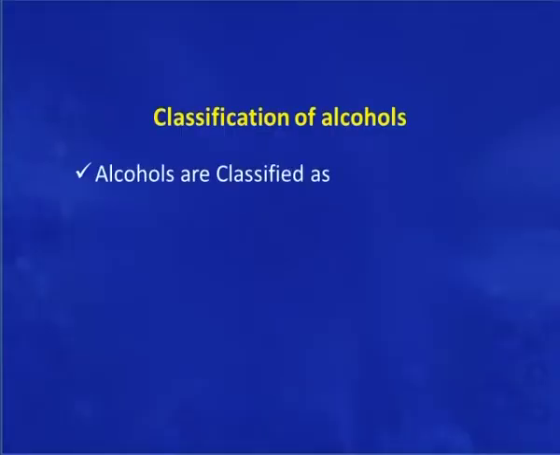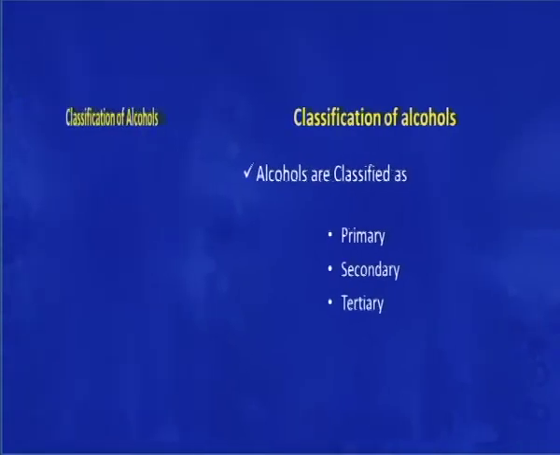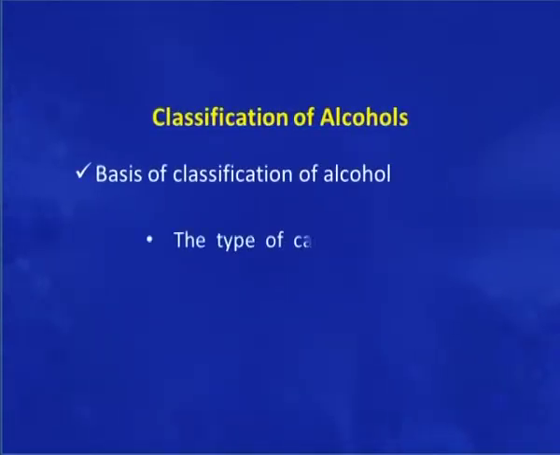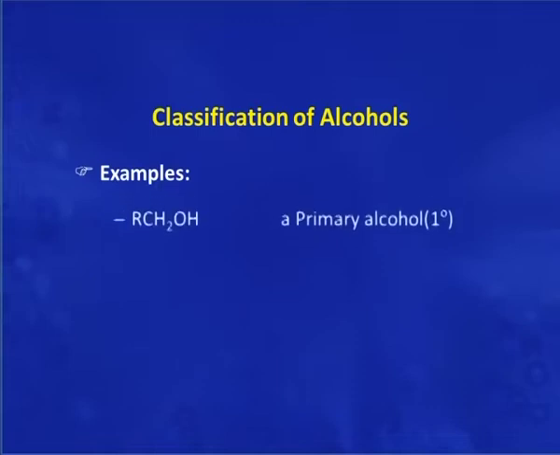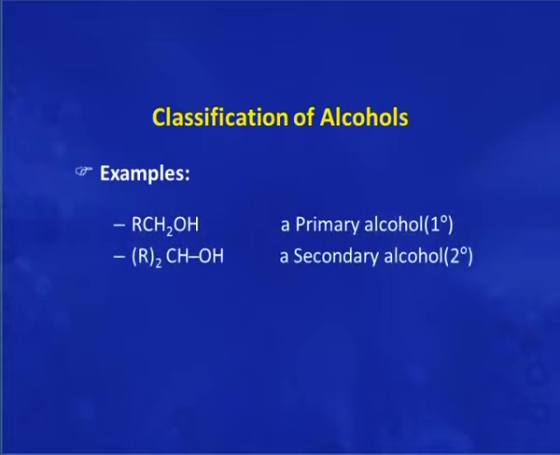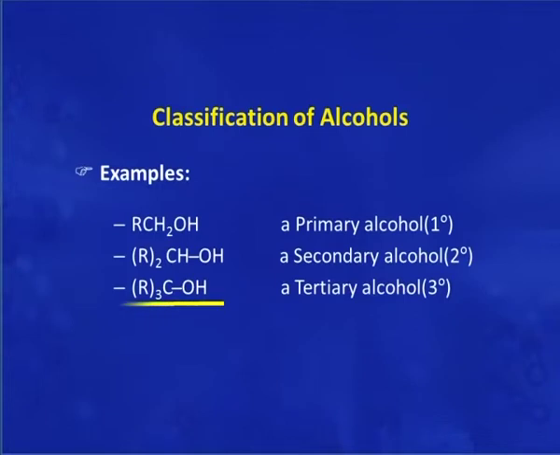The easiest way is to classify them in three categories: the primary alcohol, the secondary alcohol, and the tertiary alcohol. The basis of classification of alcohol is the type of carbon to which the hydroxy group is attached. As you can see from the examples here, a primary alcohol is one in which the hydroxy group is attached to a carbon having two hydrogens. In case of secondary alcohol, the hydroxy group is attached to a carbon having only one hydrogen, and in case of tertiary alcohol, the carbon is attached to three alkyl groups which can be similar or which can be different also.